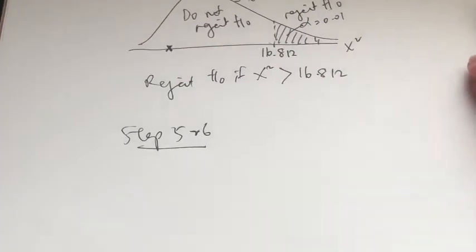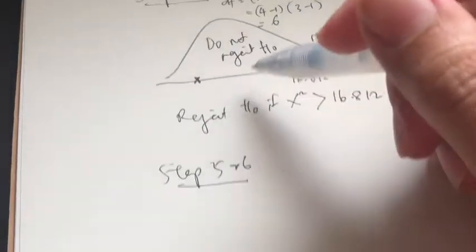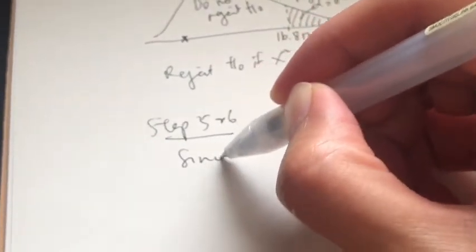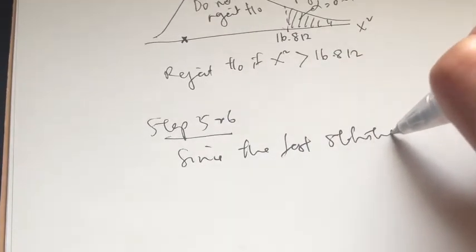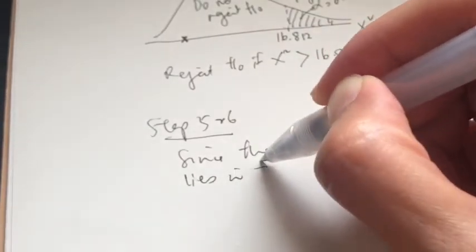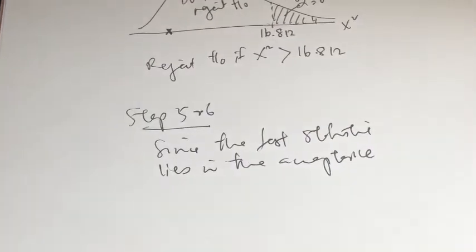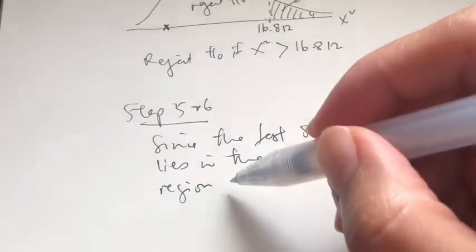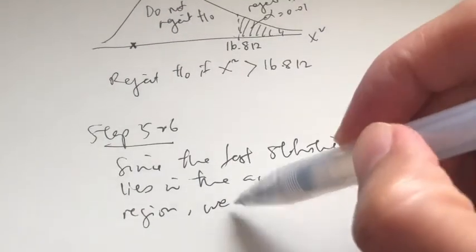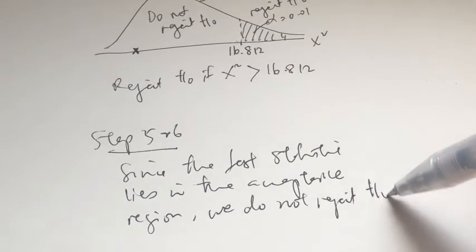In step number 5, we want to make a decision. So do we reject or do not reject, guys? Do not reject. So we can write our sentence: since the test statistic lies in the acceptance region, we do not reject the null hypothesis.